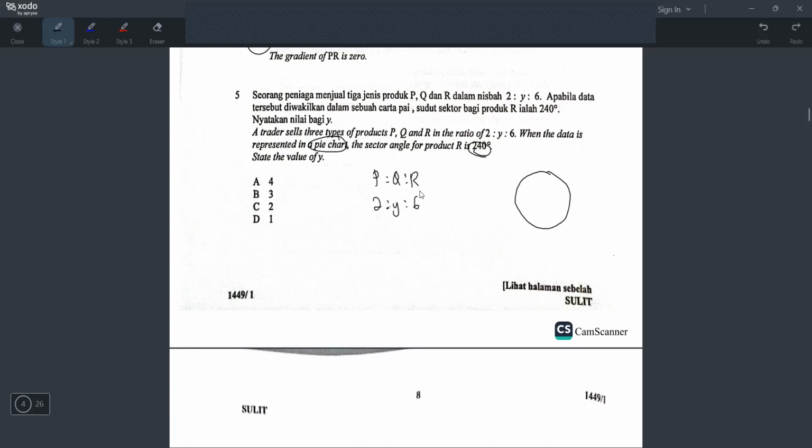Okay, how to convert this ratio to angle? Very simple, because ratio is like probability. So if the ratio for R is 6, what is the probability of R? It will be 6 over total, which is 2 plus Y plus 6. All right, so this is the probability of R. It means I convert the ratio to fraction lah. After I convert to fraction, I will times 360 equals 240. Why I times 360? Because you want to convert to angle. If you want to convert the fraction to percentage, you will times 100. But if you want to convert to angle, you times 360, okay?